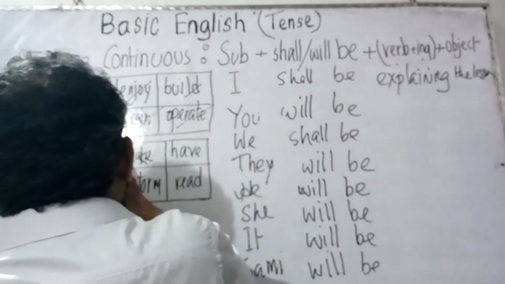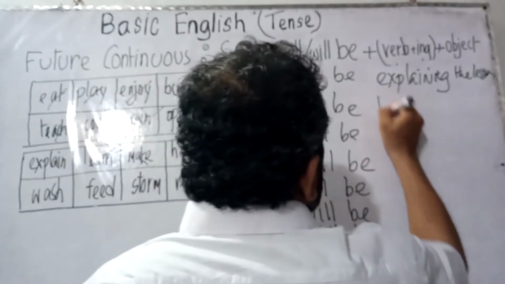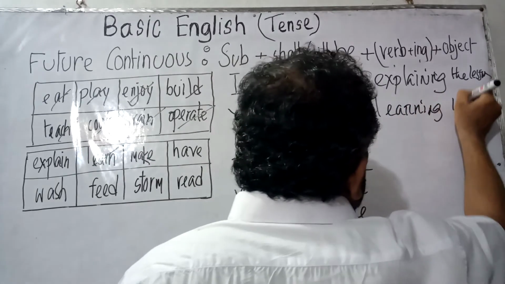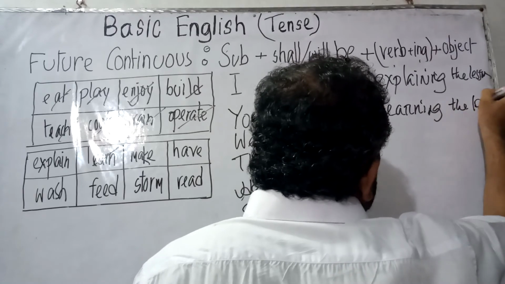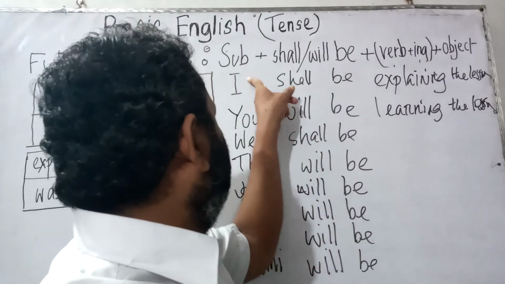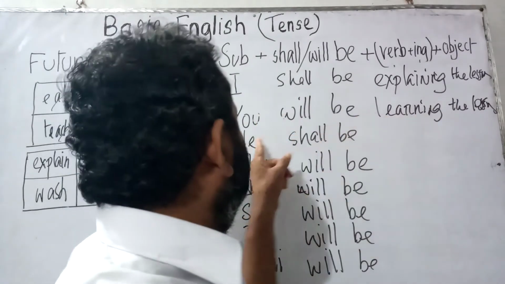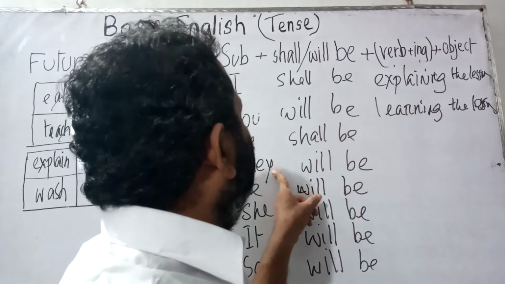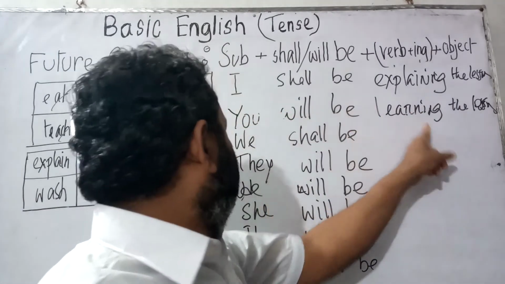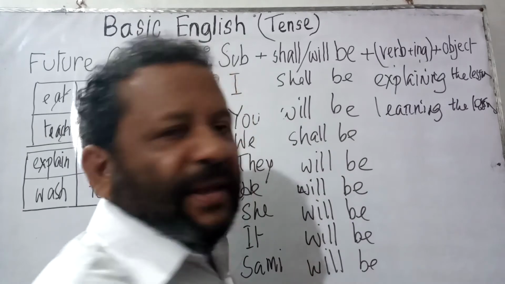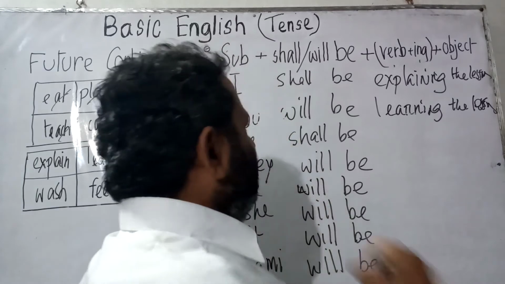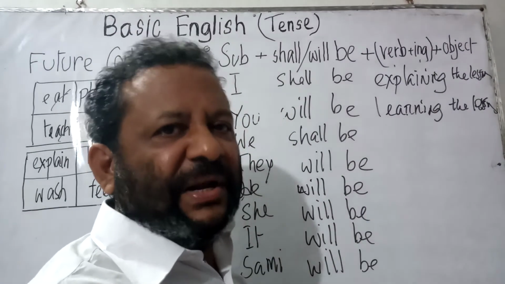Now, let us take the second verb, learn. You will be learning. You will be learning the lesson. Now here instead of you, we can use I. Then it would be I shall be learning the lesson. We shall be learning the lesson. They will be learning the lesson. He will be learning the lesson. She will be learning the lesson. It will be learning the lesson. Sami will be learning the lesson. That is, just by using the same structure, we can continue to make sentences one after another.